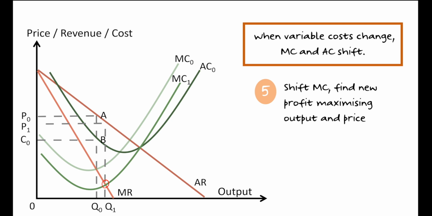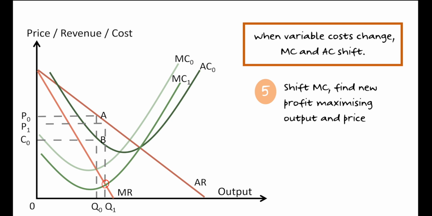So you can check this. If ever you shift the MC down and you find that you end up with price becoming higher or quantity becoming lower, then the intersection that you have chosen between MC and MR might be wrong. So to recap, when marginal cost decreases, your price should decrease and your quantity should increase. Conversely, if marginal cost increases, then your price should go up and your quantity should drop.